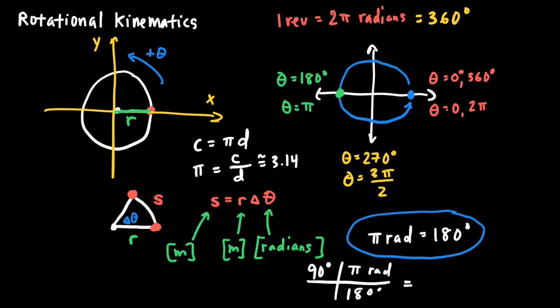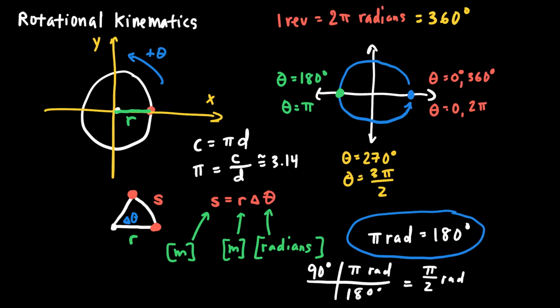90 times pi divided by 180. 90 over 180 is 1/2. And so this would be equal to pi over 2 radians. And then if we needed to, we could do pi divided by 2 to determine the specific number of radians that we need for a calculation that might matter in a problem.